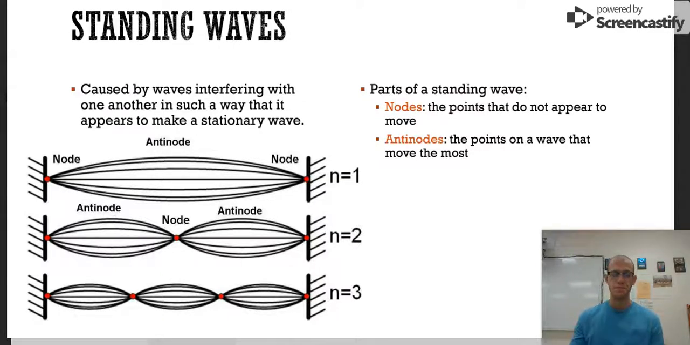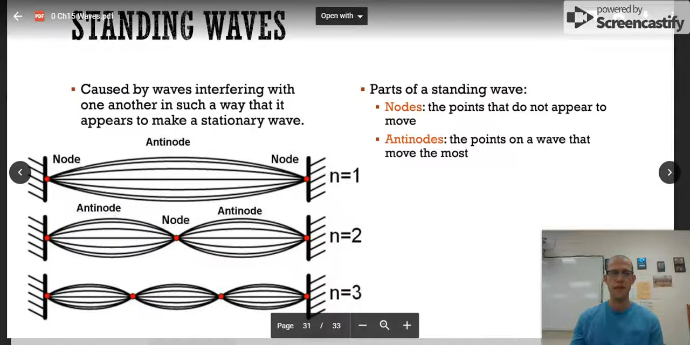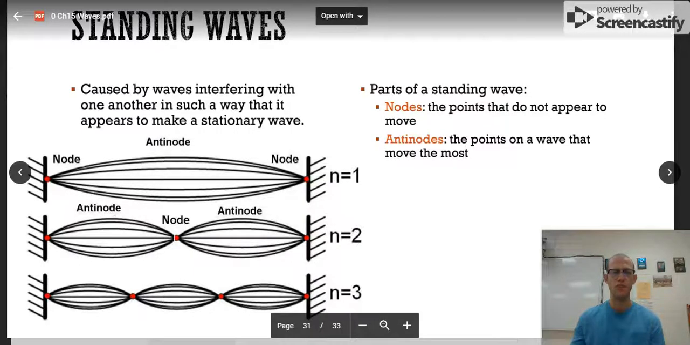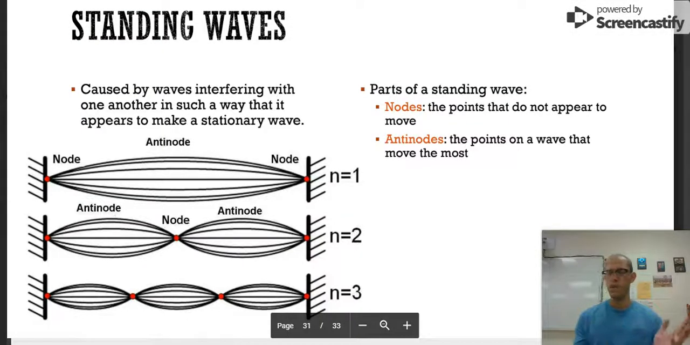So the nodes happen at the two ends on, say, a string instrument, because it's connected at the top and at the bottom. And then as you increase the frequency, nodes will appear in the middle, and they'll always be halfway in between, breaking up the antinodes equally. So we're not going to do much with this now. It makes more sense when we talk about music and harmonics in the next section. So just know the different parts.